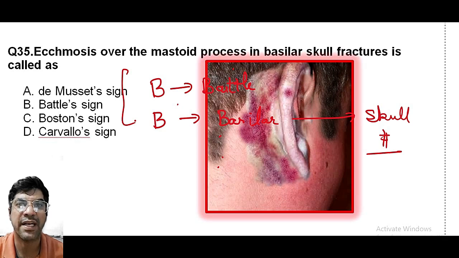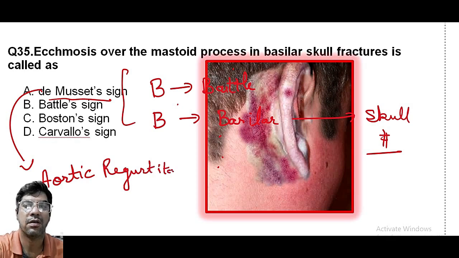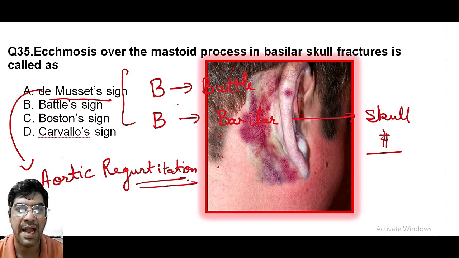About the option Musset sign. It is a medical term that is associated with, remember, aortic regurgitation, which is a heart valve disorder. In this, the patient moves the head up and down with each heartbeat due to the forceful backflow of blood into the aorta during aortic regurgitation. So the patient's head bobs in rhythm with the heartbeat. So that is the Musset sign.